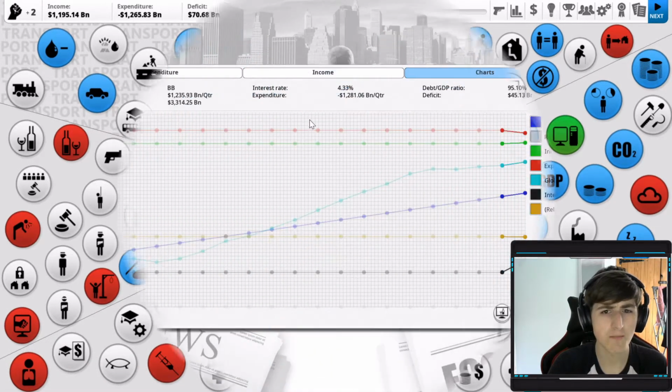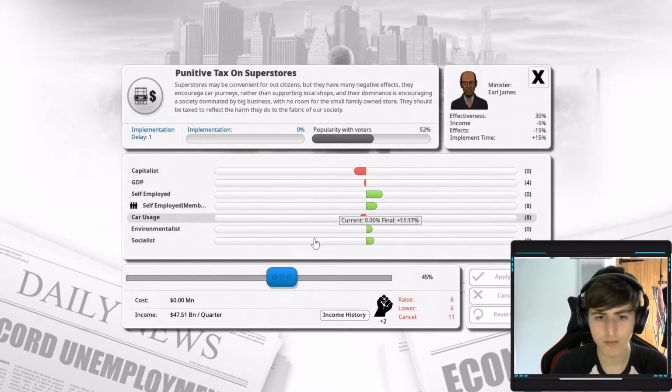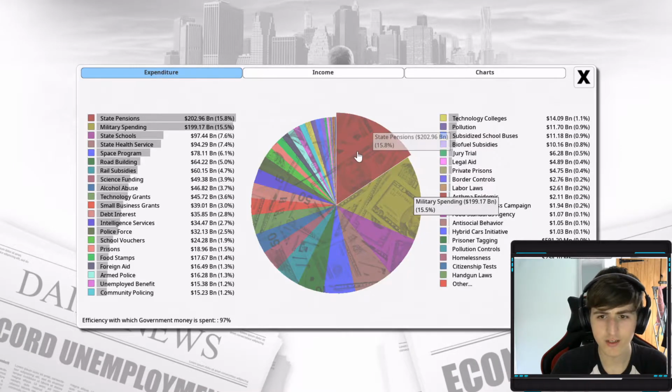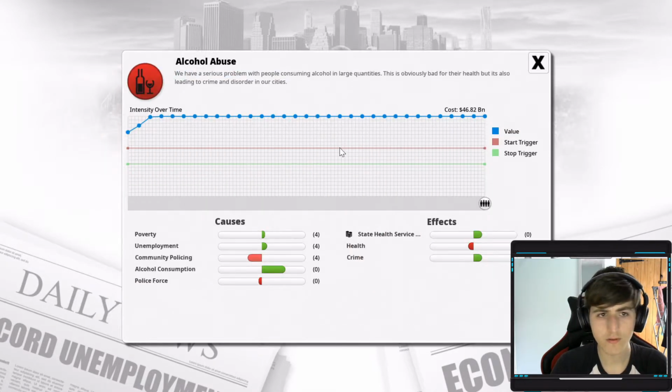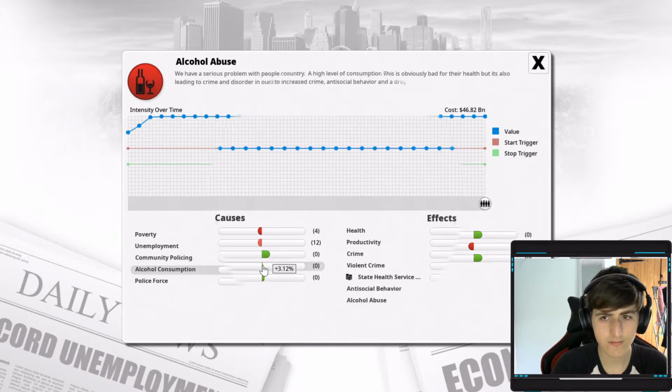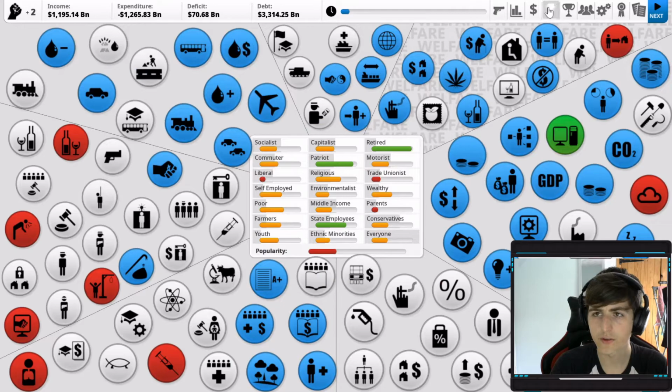We've still got a 70 billion deficit despite this income on the superstores. But it's only 47 billion. State pensions is a massive expenditure, isn't it? My word, the space program's huge as well, but getting rid of alcohol abuse will be massive, but it just doesn't... Alcohol consumption, that's taken so long, that awareness campaign. There's got to be something else we can do to reduce the alcohol consumption.